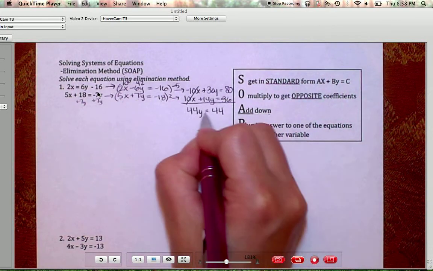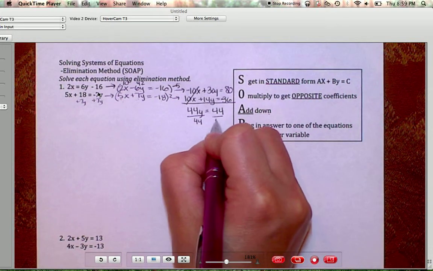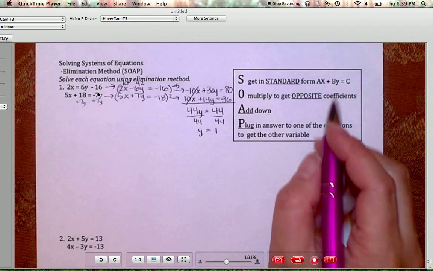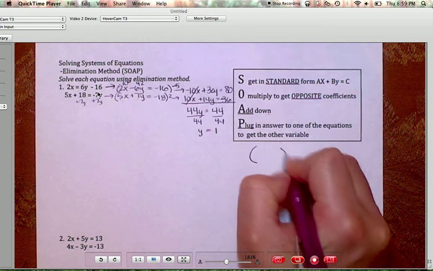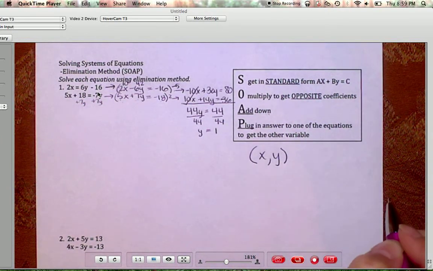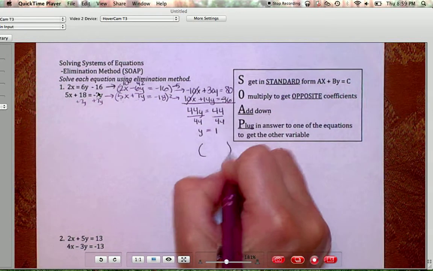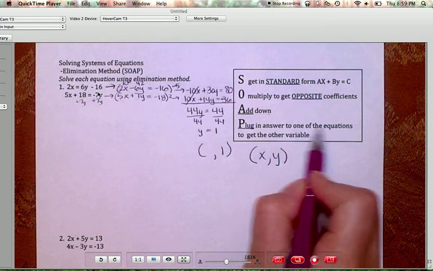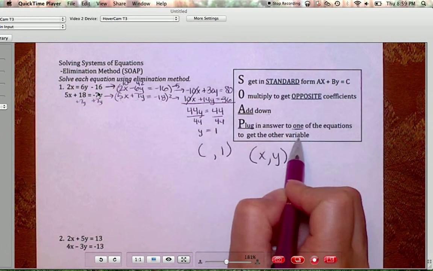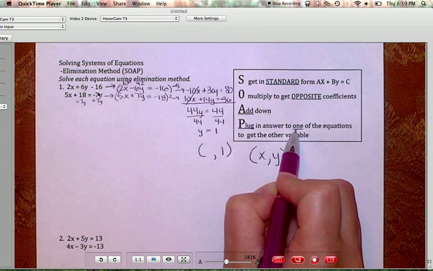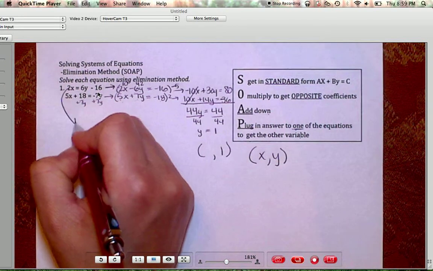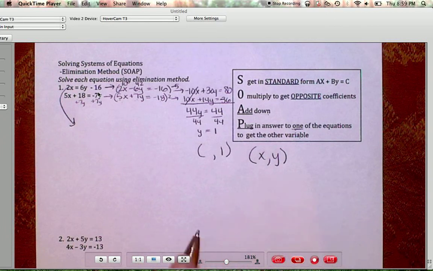We have to continue to solve for y, so we divide both sides by 44, and we get y equals 1. Now, when we solve a system of equations, we're looking for a point, an x-coordinate and a y-coordinate. And right now we have our y-coordinate, so we'll go ahead and plug that in. That's 1. What we need to do then is plug in that answer to one of the equations to get the other variable. It doesn't matter which equation you plug it into. So if you have smaller numbers in one, that would probably be the one to go with. I'm going to go ahead and go with the first equation, but it does not matter. They'll both get you the right answer.